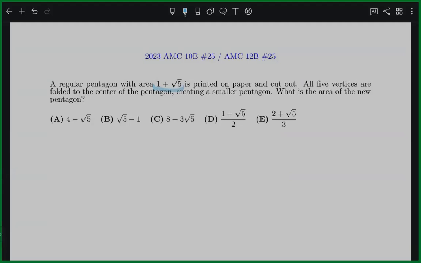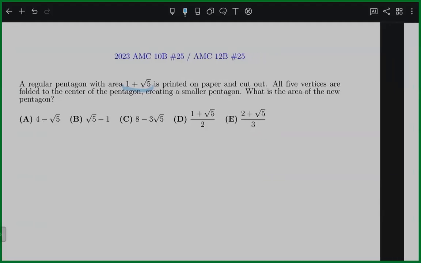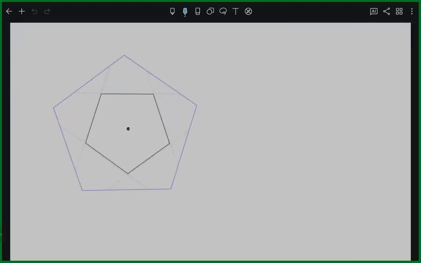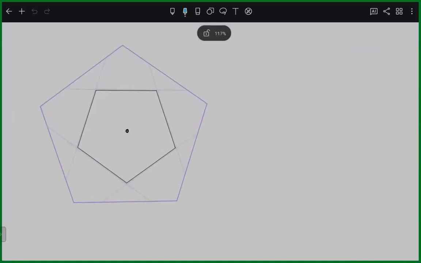At first it may be a little hard to visualize, but when you think about it, the shape is going to look like this, where you're folding along these light blue lines so that each corner is folded to the center. Now, let's not worry about the shape for now, but let's try to understand the relation between the smaller pentagon and the larger pentagon.